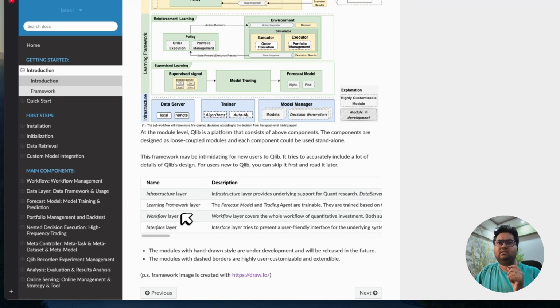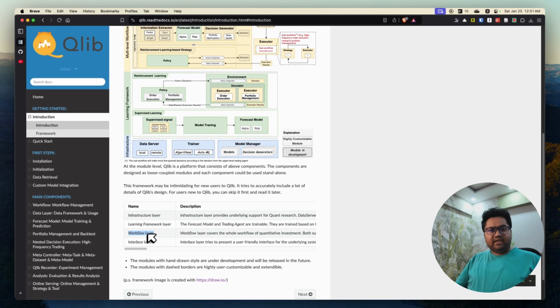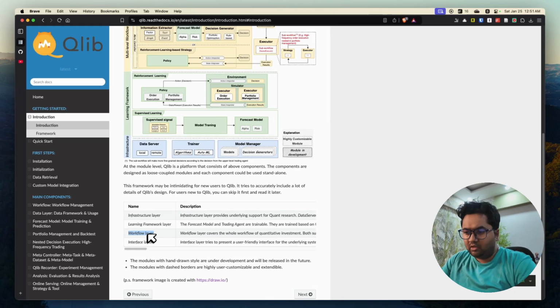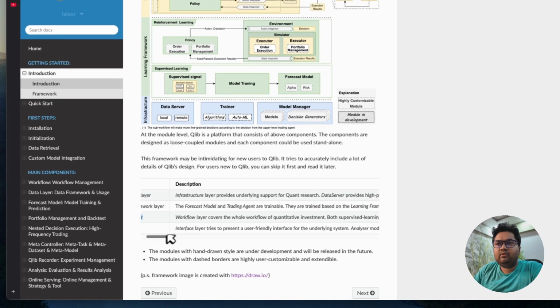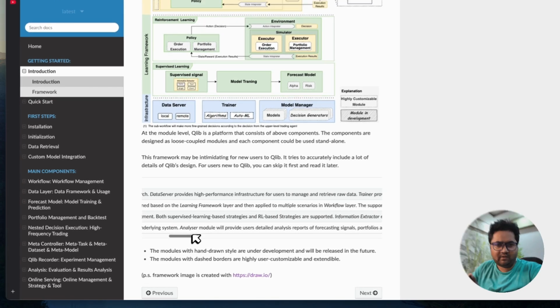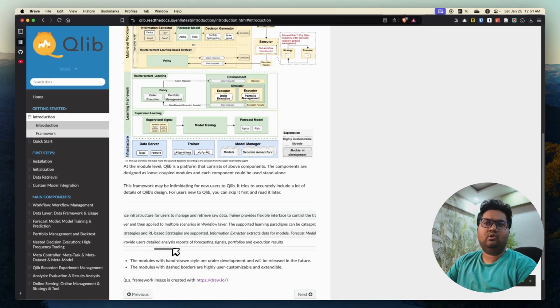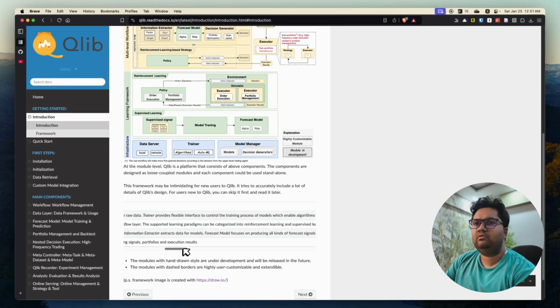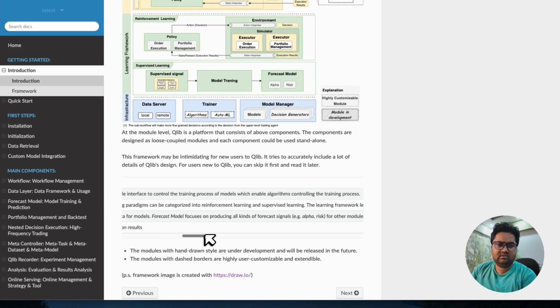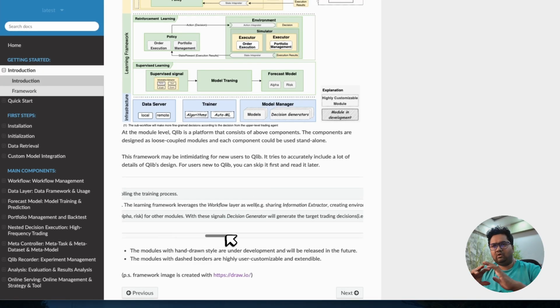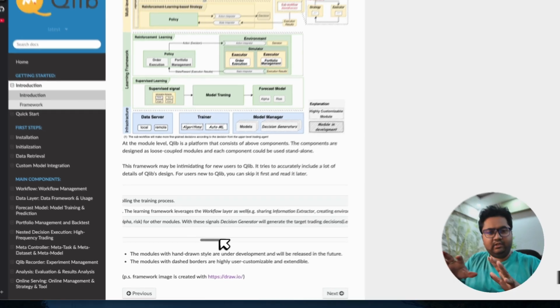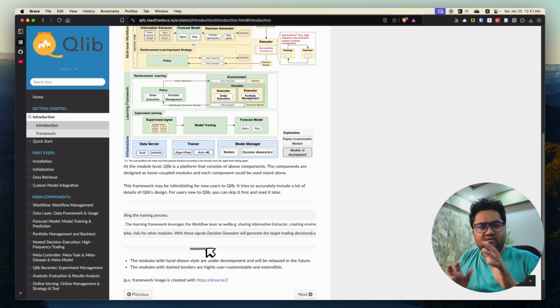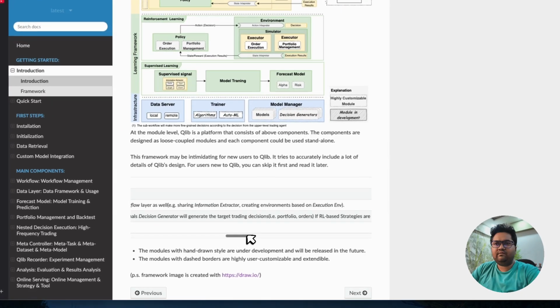So this was the learning framework layer, and then there is the workflow layer, which covers the whole of quantitative investment. So now that you have data, now that you have infrastructure, now that you have model, you want to really put that to test. Be it whatever form of strategy, you go through the information extraction process, you focus on different scenarios, generation of signals and all of that. And all of these signals can be fed into a decision module, which then generates the trading decisions and all of that.